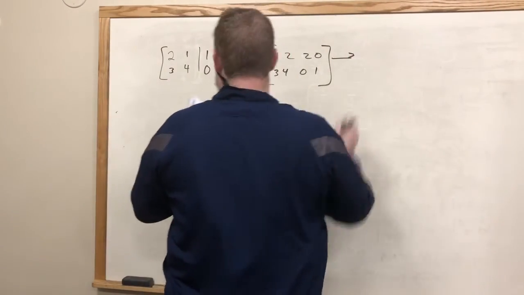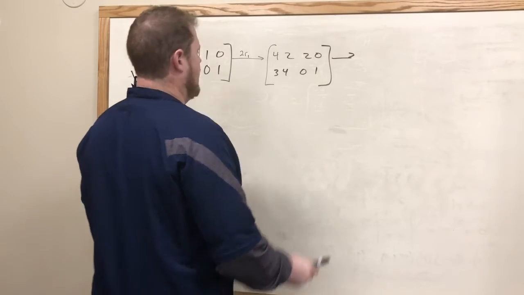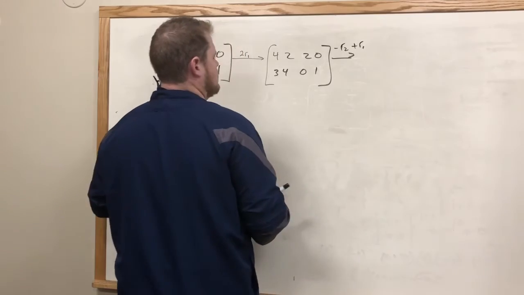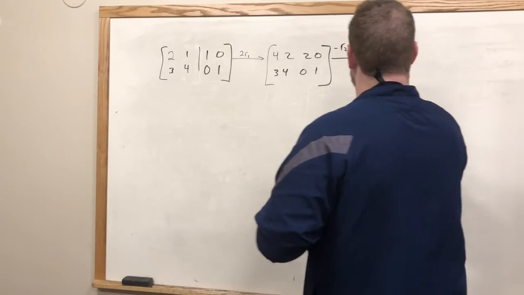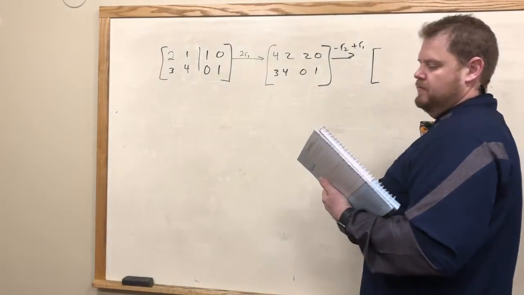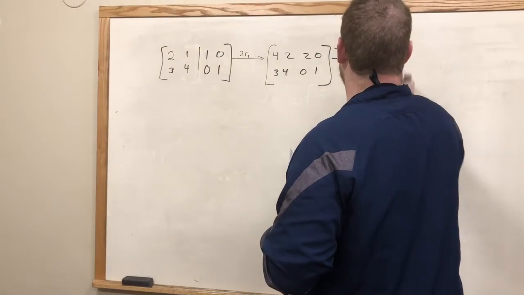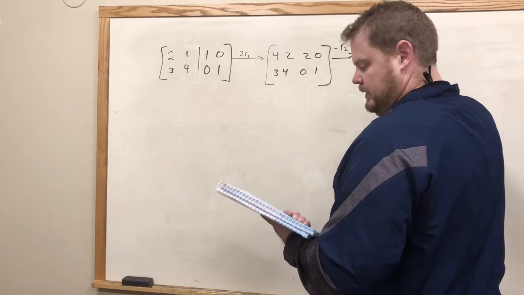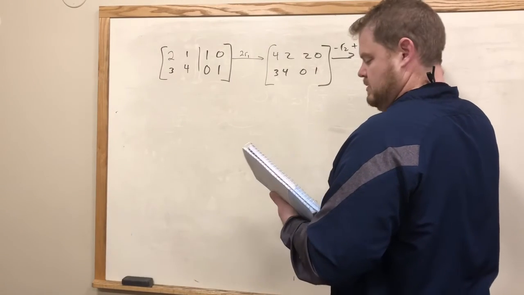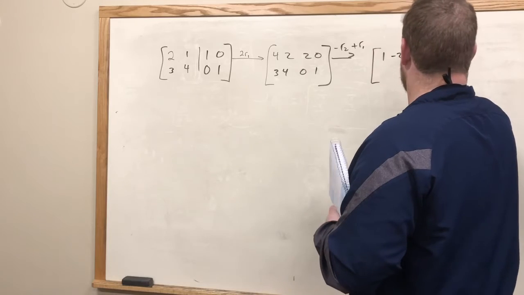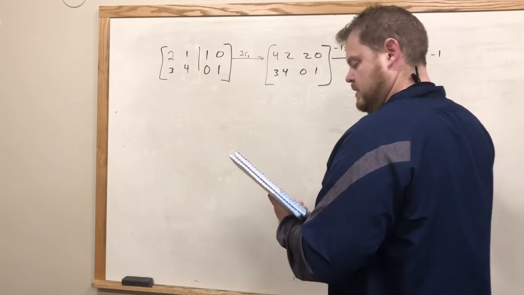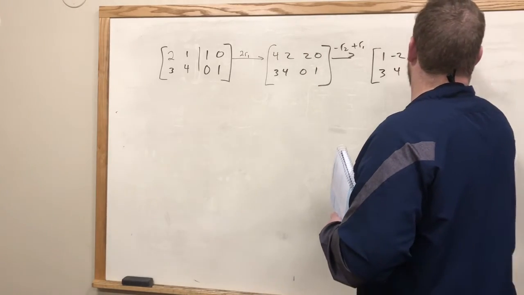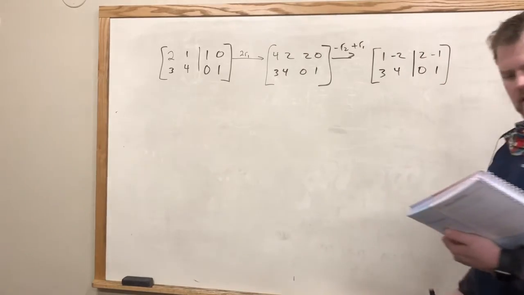So our next step is going to be what? I'm going to subtract R2 from R1. What is that going to do for me? It makes it so I have a 1 up here, right? 4 minus 1. So 1, negative 2, 2, negative 1, and then 3, 4, 0, 1. All right, so far we're on the right path.